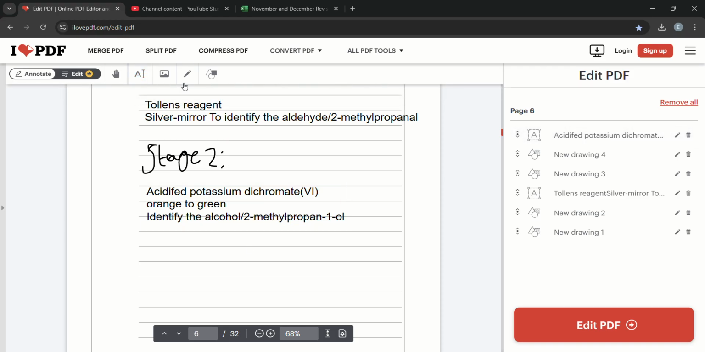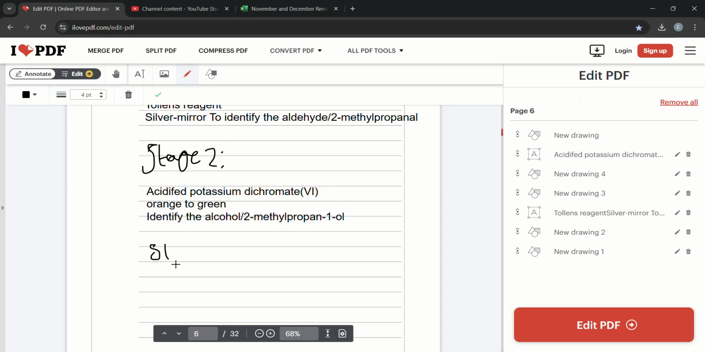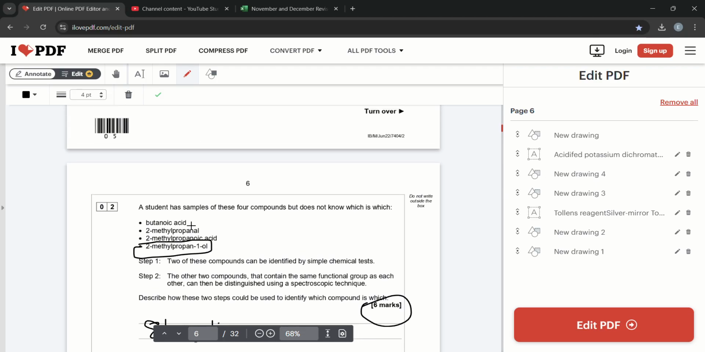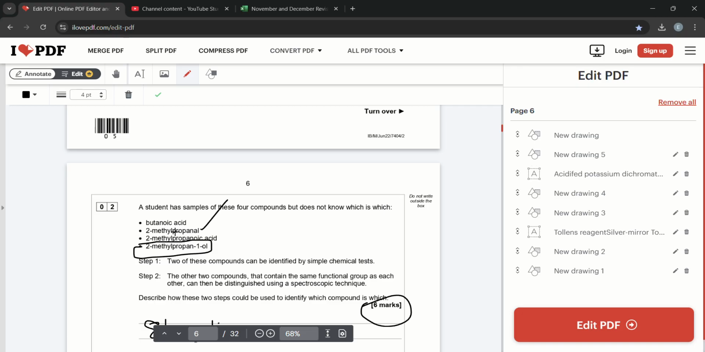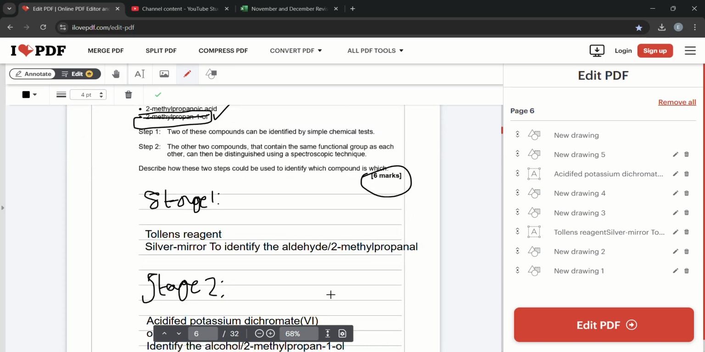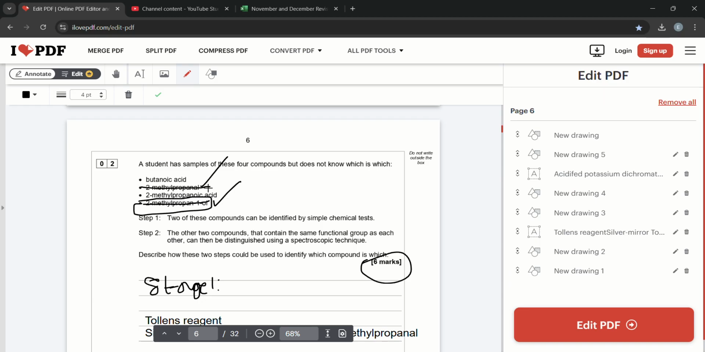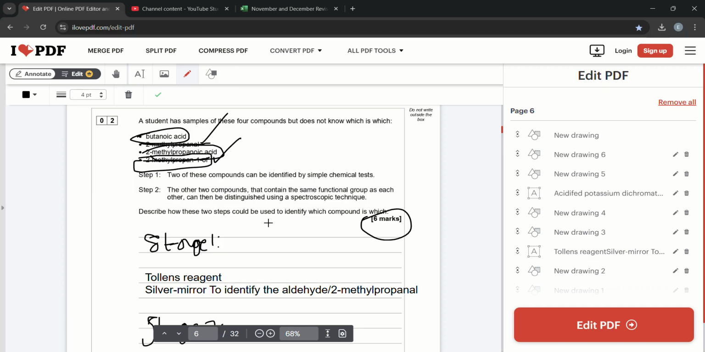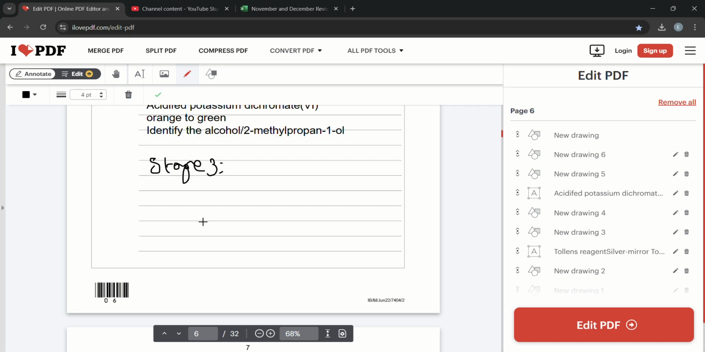Okay, now stage 3 is definitely probably going to be the hardest stage of the 3, because for stage 3 we've got the aldehyde out of the way, we've got the alcohol out of the way. By out of the way, I mean we've identified them by using these simple chemical tests. Now we've got propanoic acid and butanoic acid. They both are carboxylic acids. They contain the same functional group, so how would we be able to identify which compound's which?